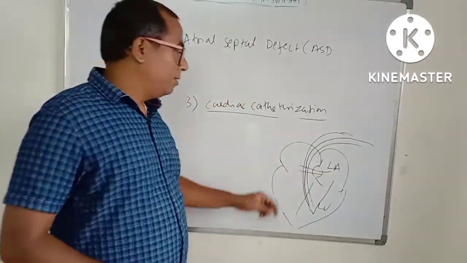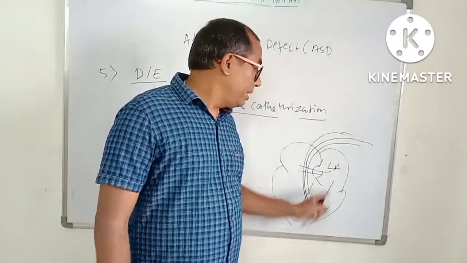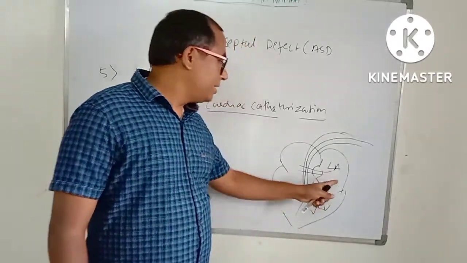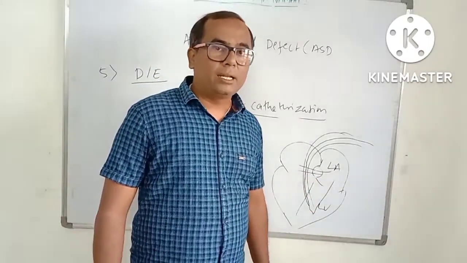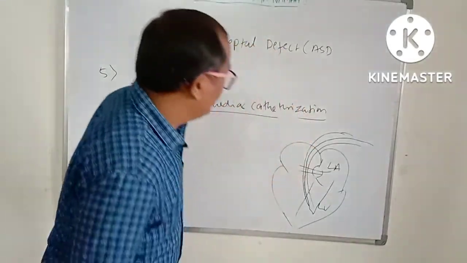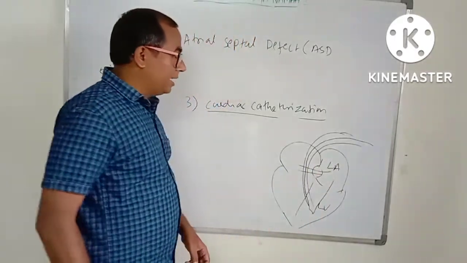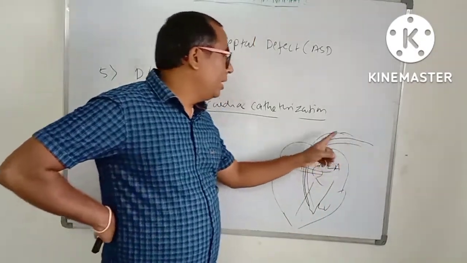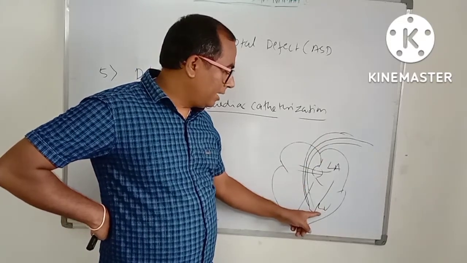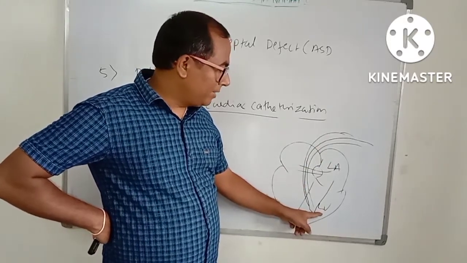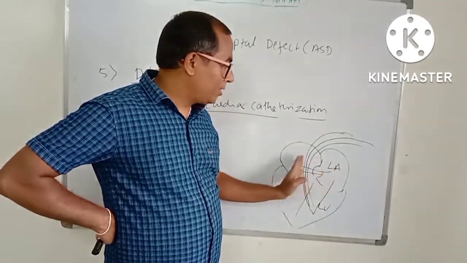Many X-ray films will be taken with the help of fluoroscopy, and by the fluoroscopy we can see the shunting of dye from left atrium to the right atrium, which confirms the atrial septal defect. So this is the cardiac catheterization. The catheter is inserted from the artery to the aorta, aorta to the descending aorta, and finally the catheter enters the left ventricle. The pressure in the left ventricle is measured, which will be less because of shunting of blood from left side to the right side.